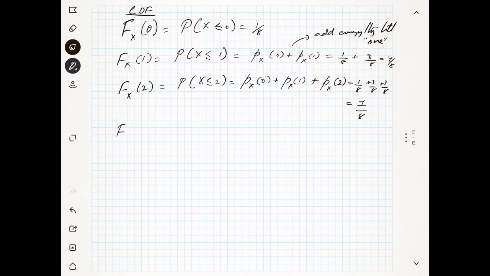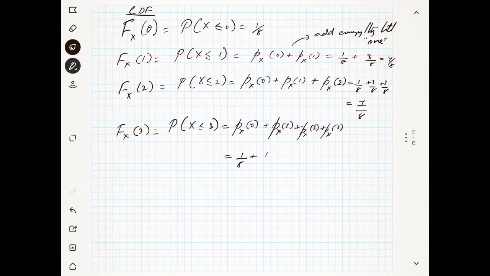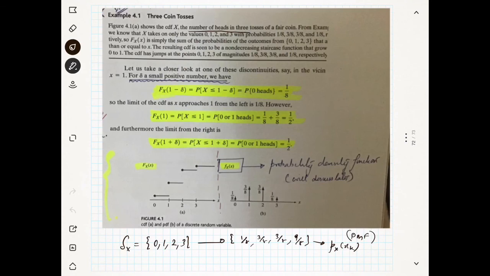And F x of 3, the probability that x is less than or equal to 3, is nothing but x equal to 0, 1, 2 and 3, which is nothing but 1 by 8, 3 by 8, 3 by 8 and 1 by 8. So this is nothing but 1. So we can actually show the cumulative distribution function graphically. That's what has been shown here.